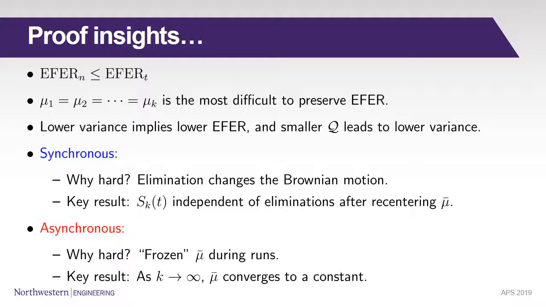Now in the asynchronous case, which is of course more like reality, why is that proof hard? Well, in the asynchronous case, when systems are running on a worker, their value of the standard is frozen. That is, it can't be updated because they don't see the values from other systems. The key result here is that as k goes to infinity, this frozen standard converges to a constant, and we can show that the expected false elimination rate is preserved.